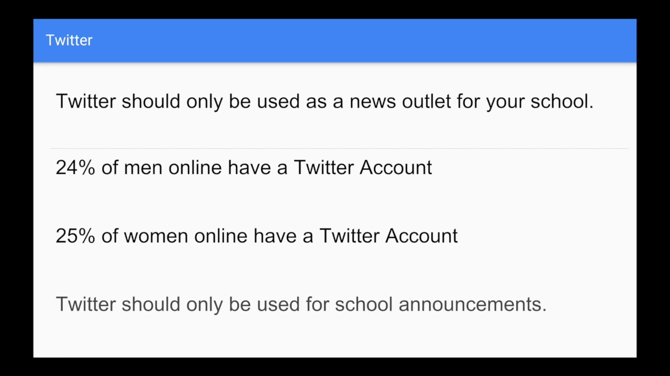Therefore, Twitter should only be used as a news outlet for your school, such as school's closings, the third grade has a dress down today, and maybe you're just highlighting to say the bus leaves for Hershey Park at 8:15 in the morning. Now that we got the numbers out of the way, let's talk about social media and how you can build your community around it.